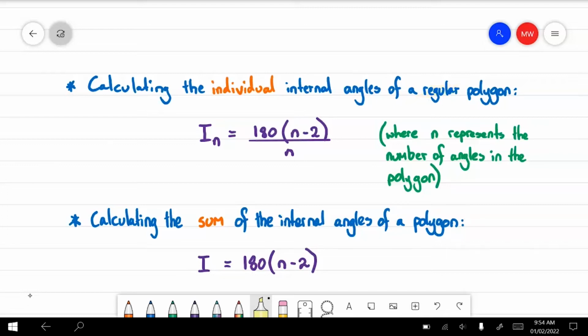Down the bottom, we've got a formula which is calculating the total sum of all the internal angles. You can use this on any sort of two-dimensional shape or polygon that you like. And that one is just, again, using the number of angles or the number of sides, sub it straight in, and that will give you the total internal sum.